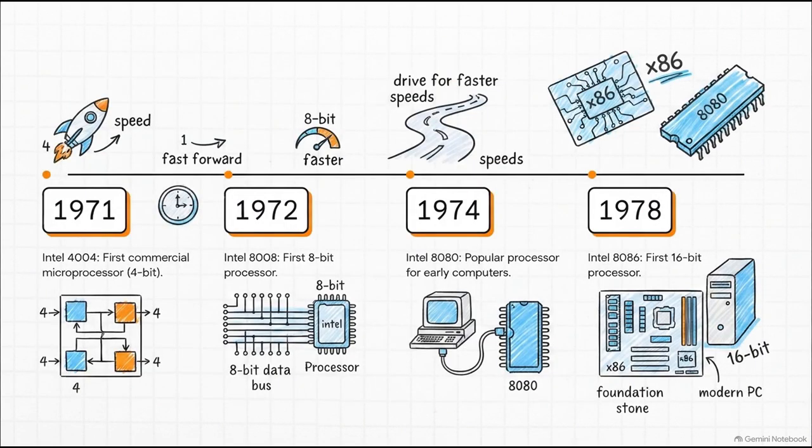Just look at the sheer speed of innovation happening here. Back in 1971, Intel rolled out the 4004, which was the first 4-bit commercial microprocessor. Literally 1 year later, they hit 8-bit with the 8008. By '74, the 8080 was already powering early computers. But this relentless, unstoppable drive for faster speeds and bigger memory for personal computers led straight to 1978 and the Intel 8086. This was the very first 16-bit processor, and honestly, the true foundation of the modern PC.